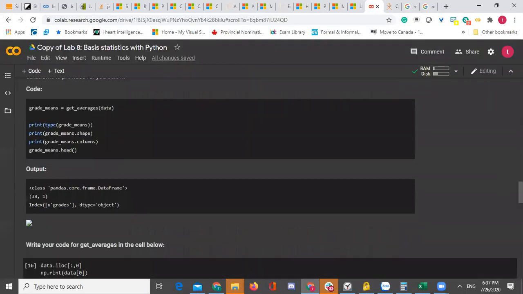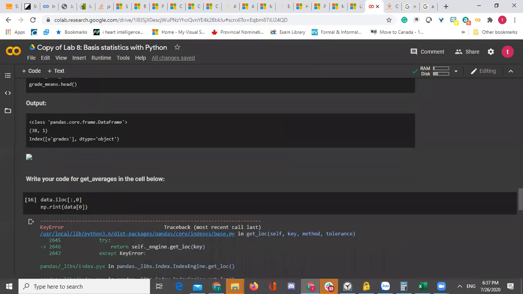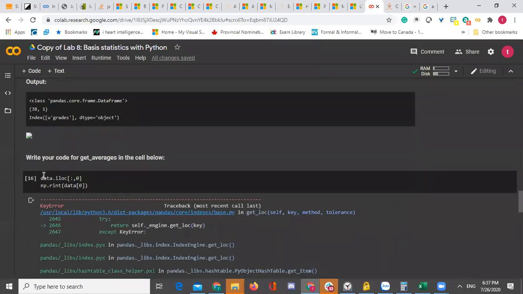We can do another messy way. Do you know why you get this error? Because... okay.